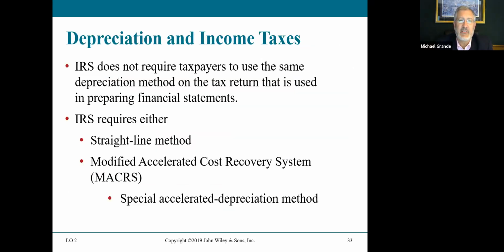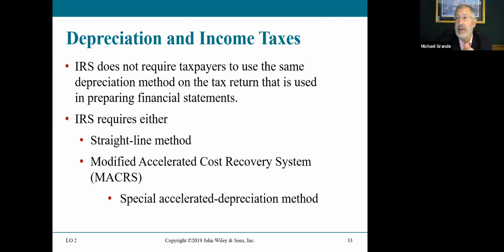Depreciation and income taxes. The IRS does not require taxpayers to use the same depreciation method on the tax return that is used in preparing financial statements. The IRS requires either the straight line method or a Internal Revenue Code prescribed method called MACRS, Modified Accelerated Cost Recovery System. It is defined by the IRS code.